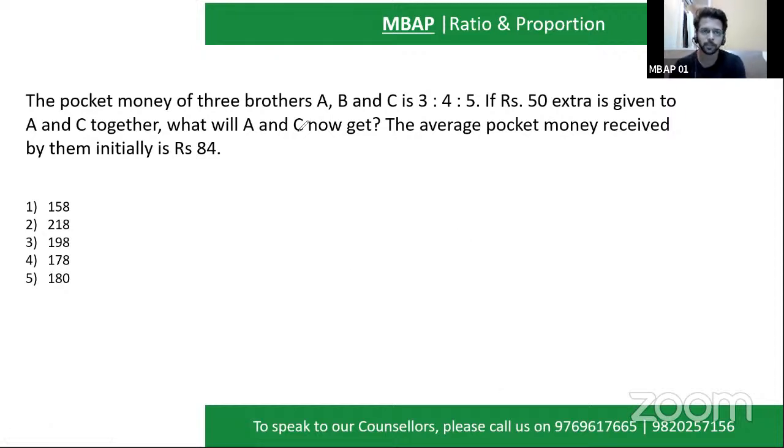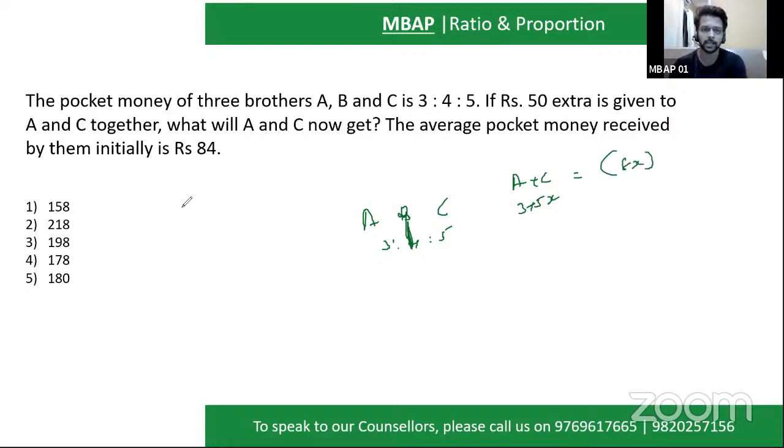So how will you solve? If 84 is the average, 84 into 3 will give you the sum total. Of that, you need to find the proportion of A and the proportion of C, and then adding 50 will give you the answer. I will go reverse. A, B, and C are 3x, 4x, and 5x. Eliminating B, A plus C is 3 plus 5x, which is 8x.